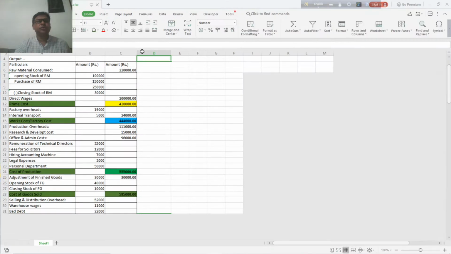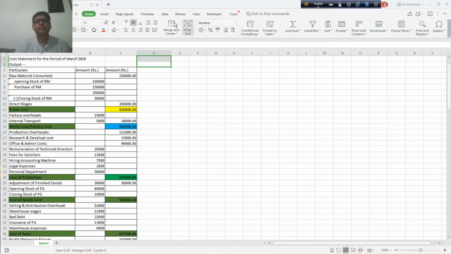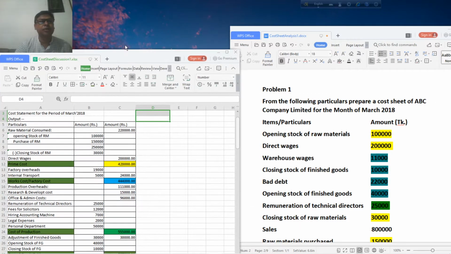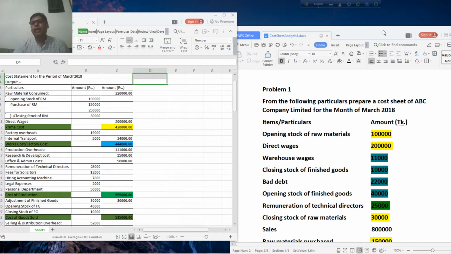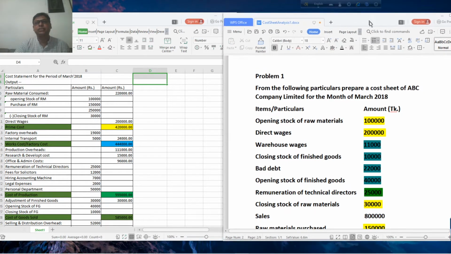In this session, we will discuss some problems about the cost sheet analysis. Here you are the solution to the cost sheet analysis problem. The first problem is related to the preparation of a cost sheet. You know that a cost sheet has several segments.